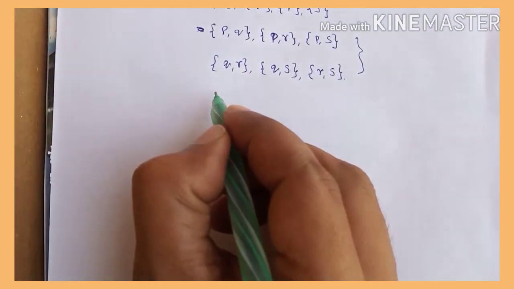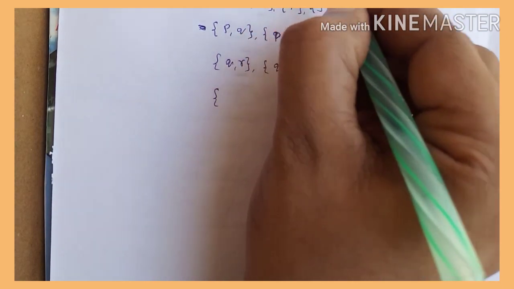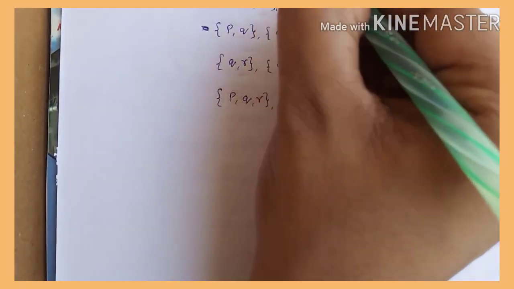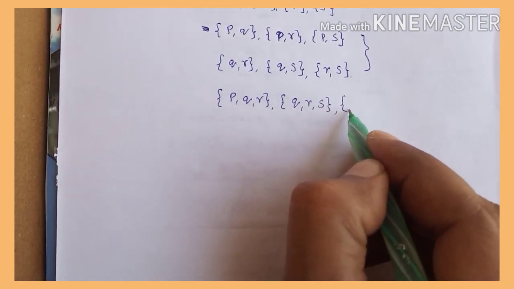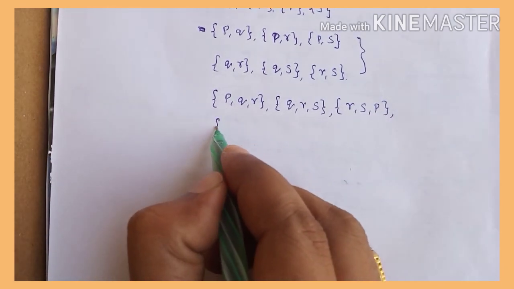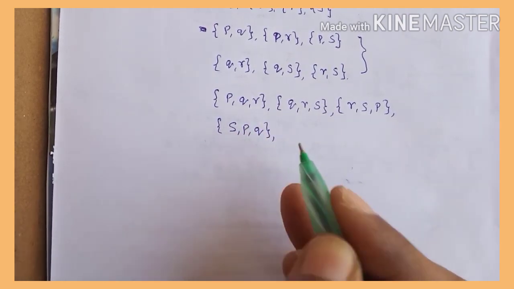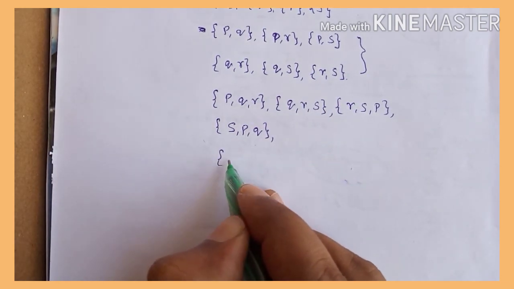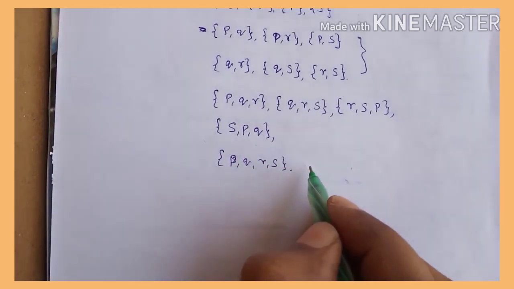Now three element subsets, in order. Start with p: p, q, r. Next start with q: q, r, s. Again start with r in a cyclic form: r, s, p. Now start with s: s, p, q. These are up to 3. Now the 4 element set: p, q, r, s, and finally phi.